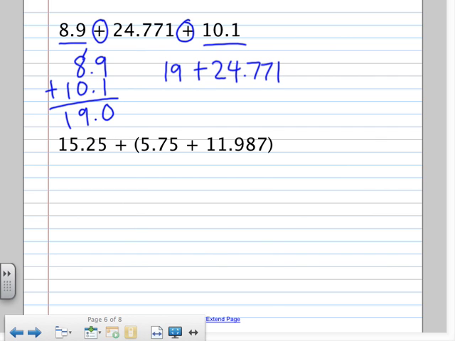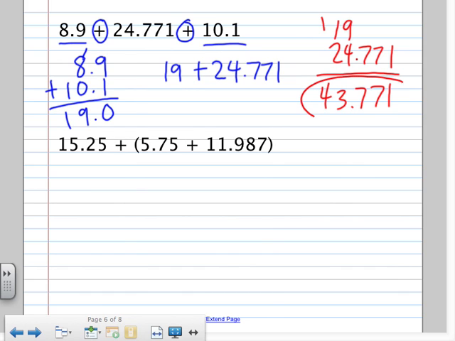It doesn't make it drastically easier, but even if it makes it a little bit easier, it can be nicer to do it this way. And I get 43.771 for my ultimate answer, okay? Now this next one, think about how you might be able to use the associative property. Pause it and go ahead and try to group it differently.